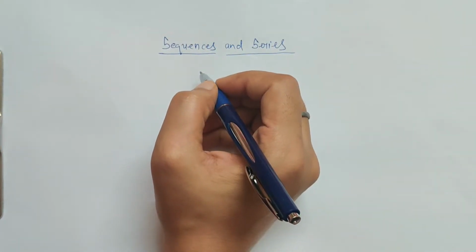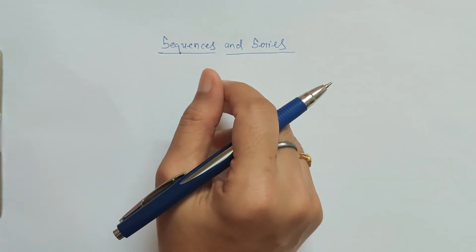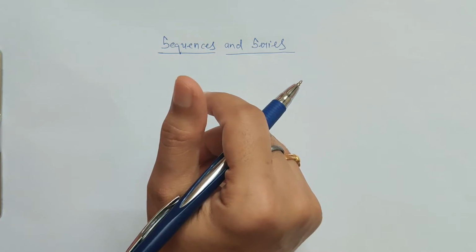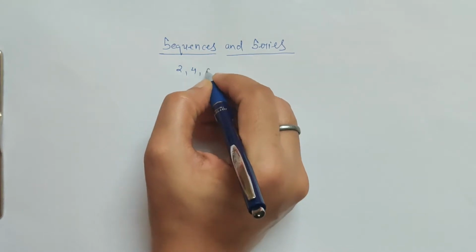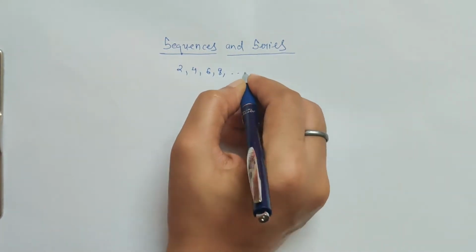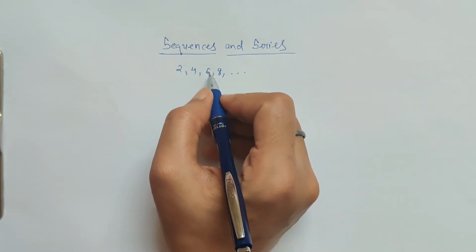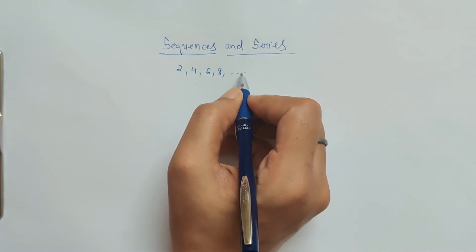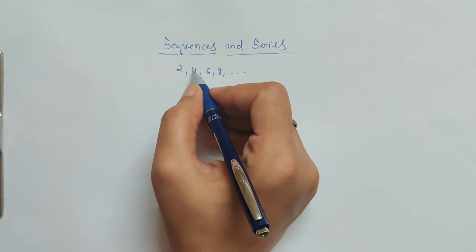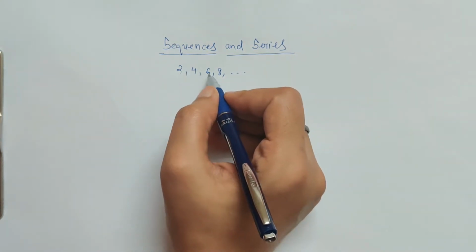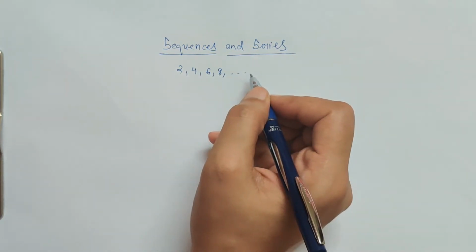A sequence is nothing but a set of numbers which are correlated with some rule. For example, if I write 2, 4, 6, 8 and so on, we can see that they have some rule hidden behind them, by which the successive terms occur. Like, the difference between 4 and 2 is 2, 6 and 4 is 2, 8 and 6 is 2, which means they have a constant difference among them.